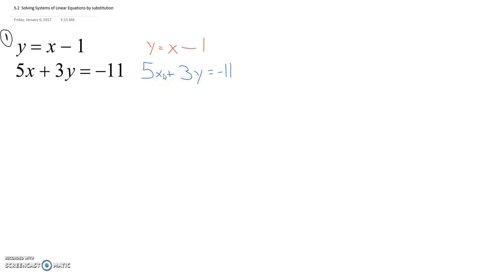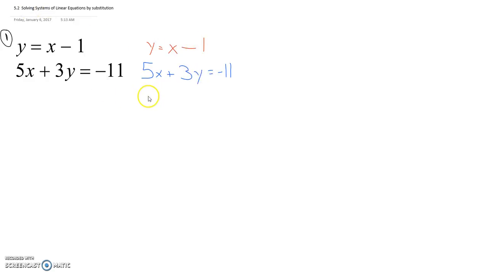Now remember, substitution means that we're going to take one item and replace it with another item that's the same thing. Right here in this red equation, I see y is equal to x minus 1. We remember equals means they're the exact same thing. So y is the same thing as x minus 1. Substitution means anywhere that I see a y, I can change it into an x minus 1. So what I'm going to do right here is take this y that I see in the blue equation and substitute it with x minus 1.